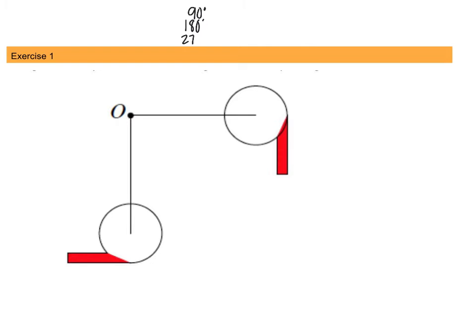So it's either going to be 90 degrees, 180 degrees, 270, or 360. 360 would be a full circle all the way around, right? 90 degrees would be 1/4 of the way. 180, straight line, 270, 3/4, 360, 4/4, okay?